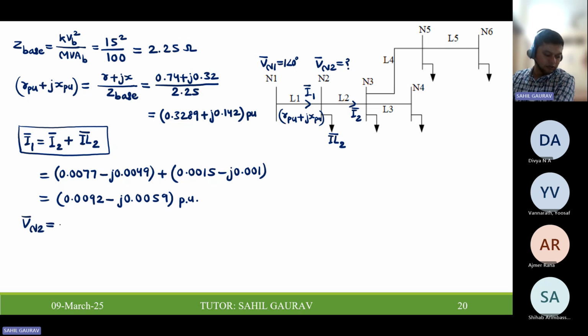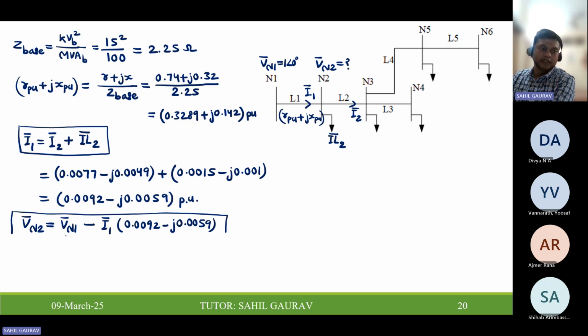Vn2 equal to Vn1, that is V substation, minus I1 into 0.0092 minus J0.0059. So here we have applied this backward sweep and then forward sweep.